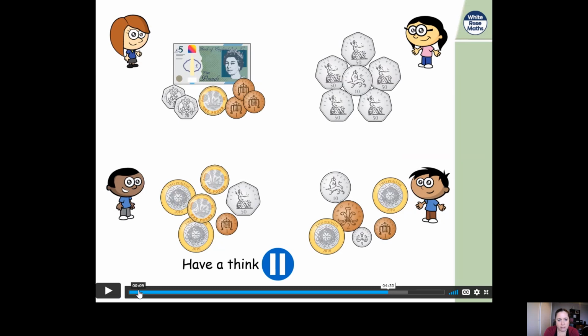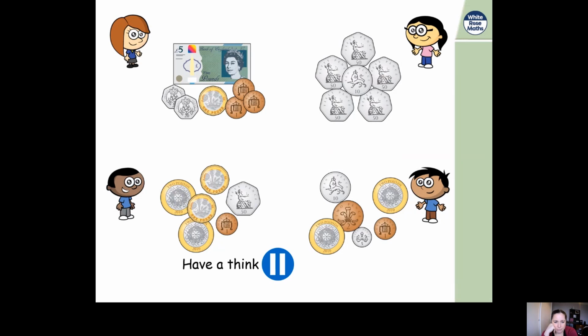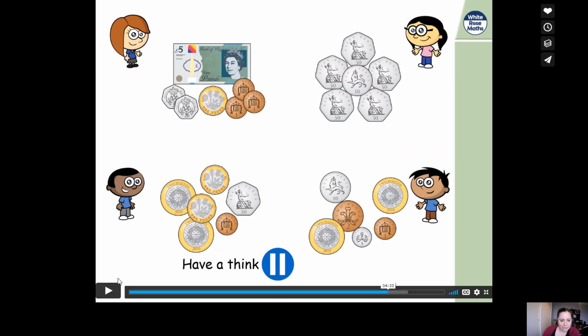I can see that this one looks different because it's only got silver coins, and this one is different because it has a note and the others don't have a note. But I don't think that's what they're looking for. I think we need to be adding up each of these children's group of money and seeing how much money they have. So if you want to do that, pause the video a little bit longer.